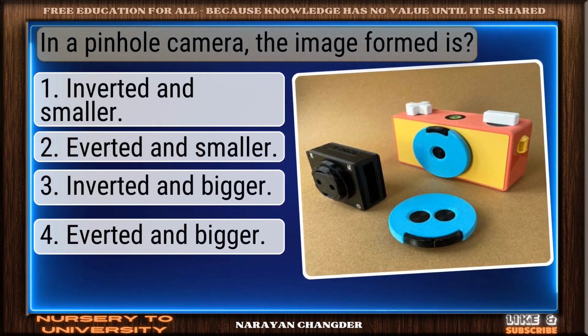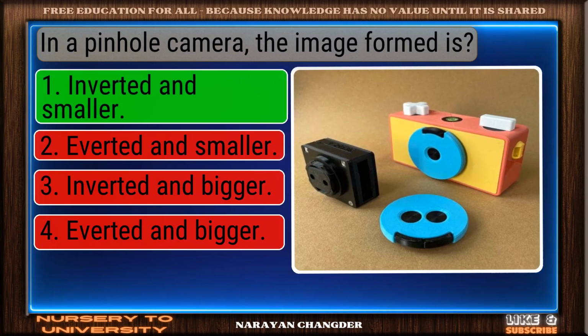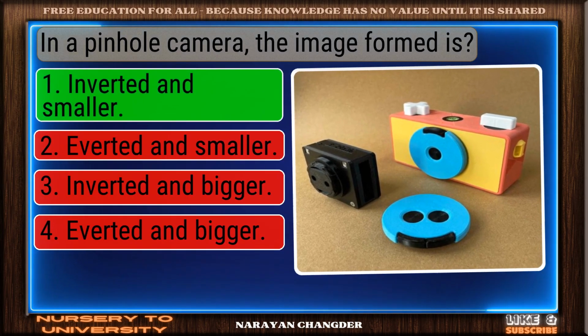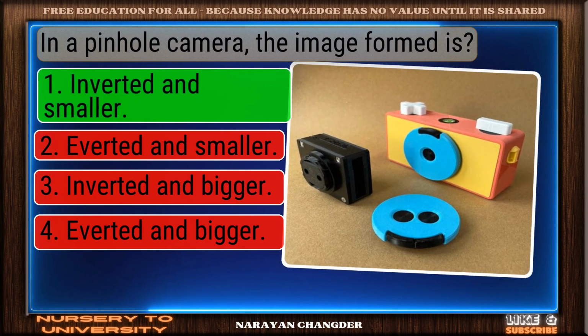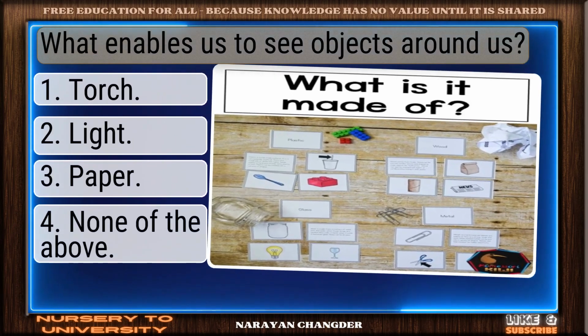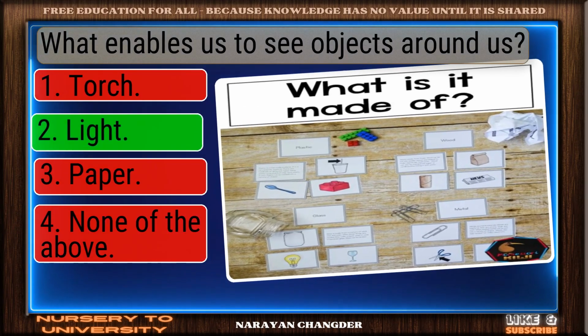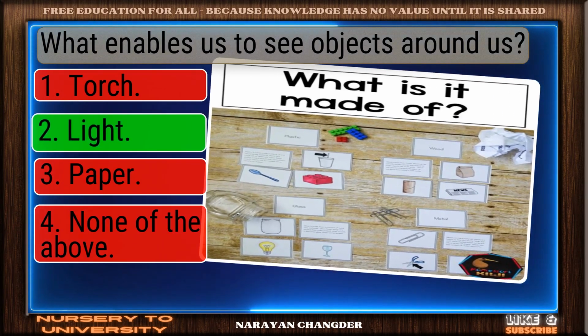In a pinhole camera, the image formed is? Right choice. Inverted and smaller is the best answer. What enables us to see objects around us? Right again. Light is a valid answer.